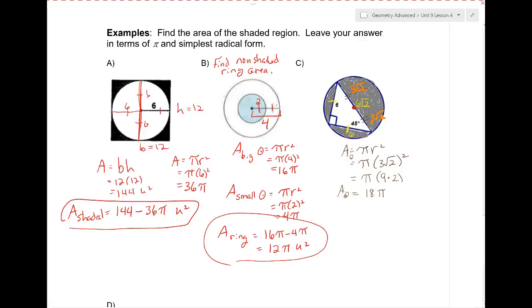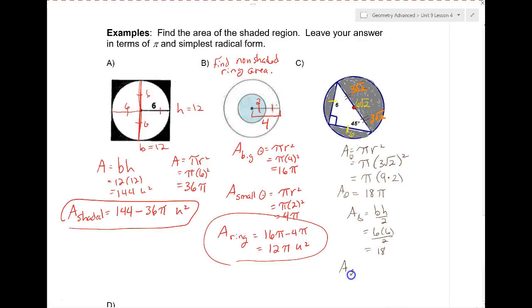Area of a circle. Now I need to find the area of the triangle. The cool thing about the area of an isosceles right triangle is I can just use the legs, because remember, for the area of right triangles, we can use the legs as the base and the height. They're both 6. So I have base times height over 2. So 6 times 6 over 2, and that gives me 18.